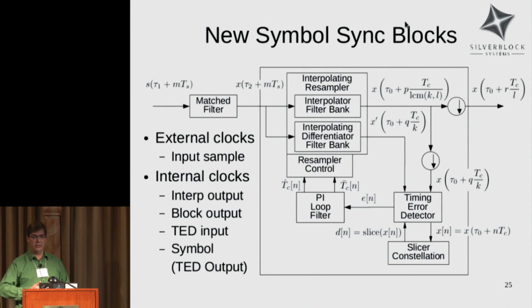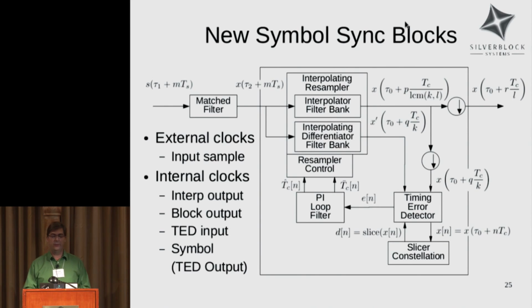The architecture, basically, the concept I had for this was that I had a number of clocks to deal with to get all the effects that I wanted. There's an external clock for the input sample clock. We really don't have much control over it. You have to deal with it. But then there's all the internal clocks to the block, which are all running synchronously. The interpolator output clock runs at the highest rate.